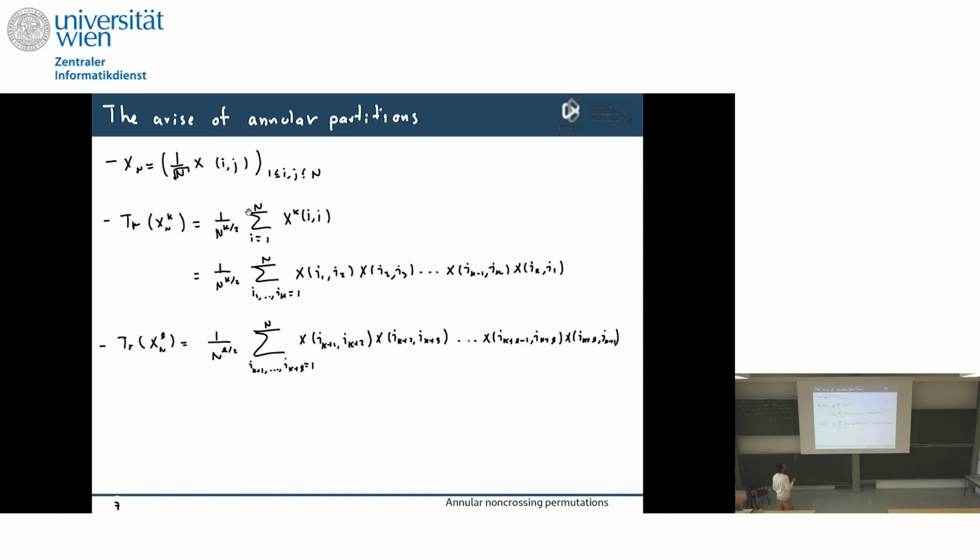Okay, when we do that and consider the trace of the kth power, it comes out with a factor of 1 over n to the power k over 2. Then I'm just summing the diagonal entries of my kth power. Then I can express that as a product of entries where the adjacent indices are the same, and also the first and the last indices.